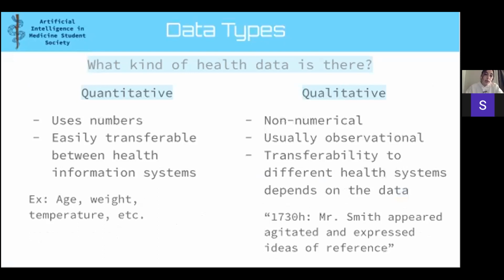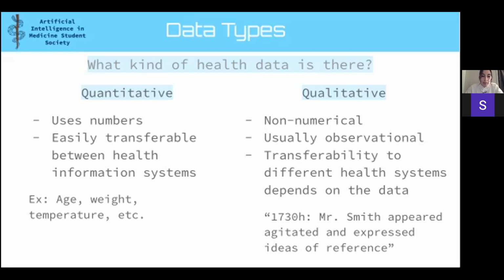You can also categorize data in terms of quantitative and qualitative. Quantitative data is made up of numerical features. These are things like age, weight, body temperature. Qualitative data is made up of non-numerical features, and they're usually observational.